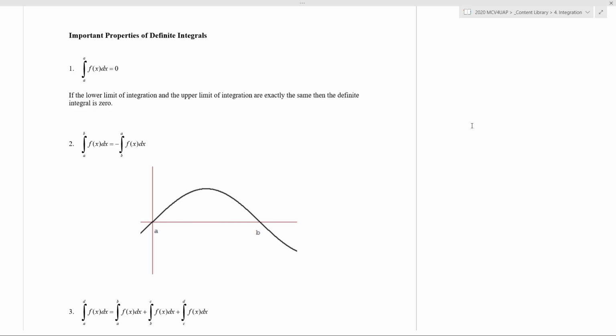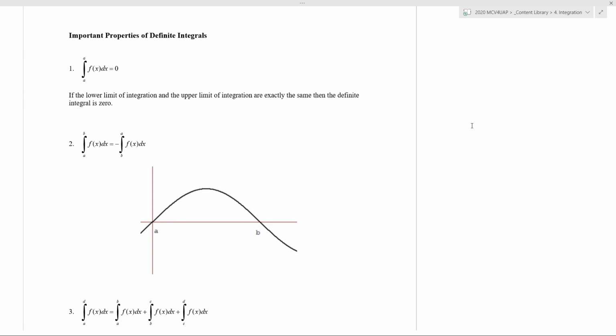The integral of f of x dx from a to a is 0. In other words, if the lower and upper limit are the same, you can interpret that as 0 area, because your start and finish point are the same. So you don't in fact have an area, so that definite integral would be 0.